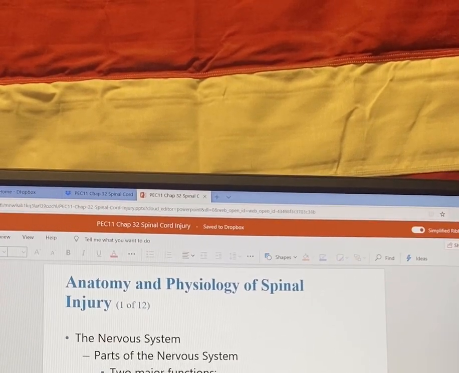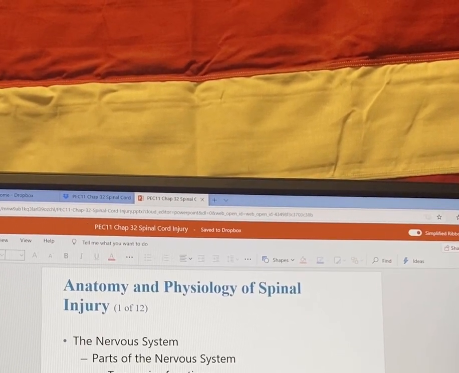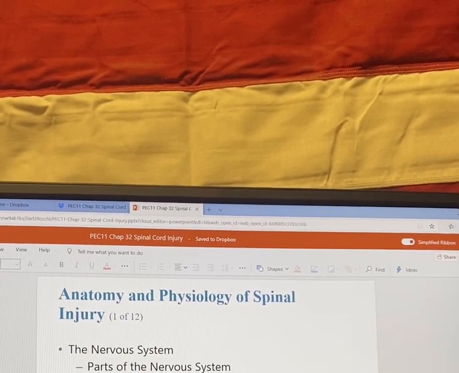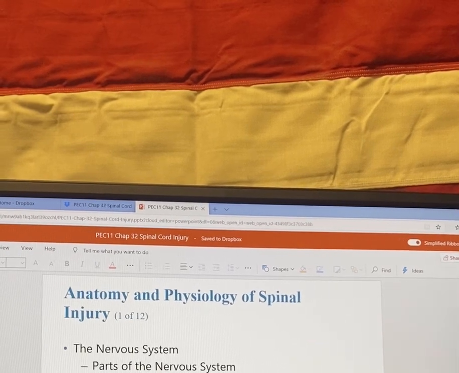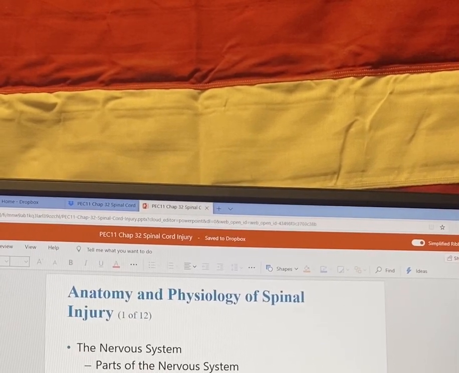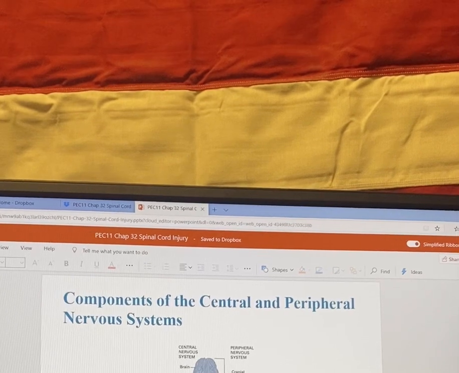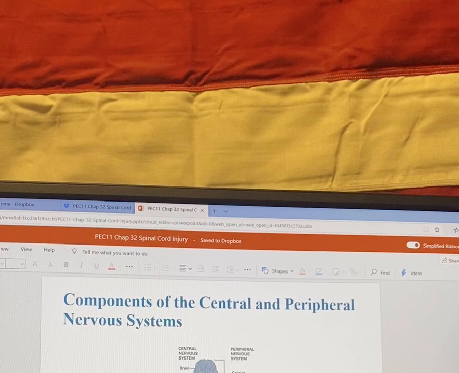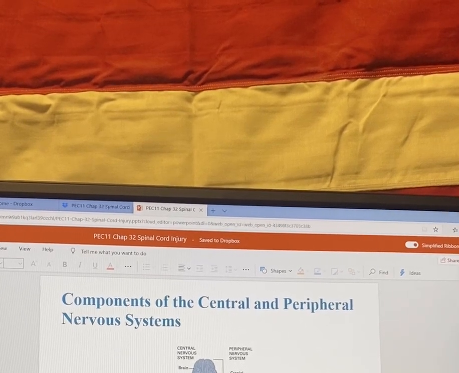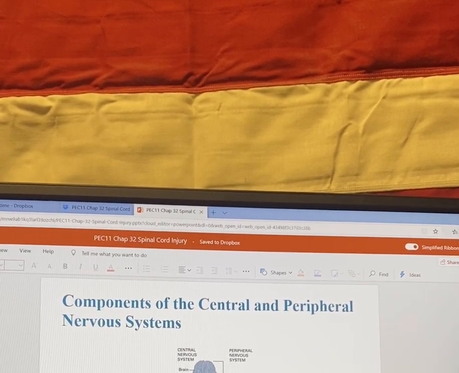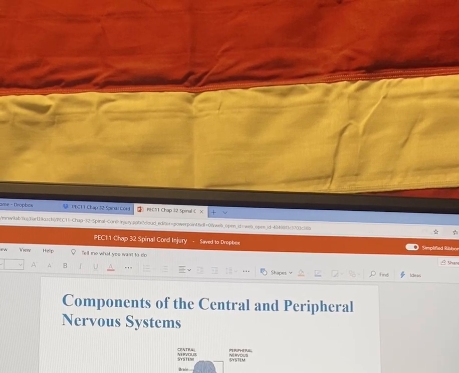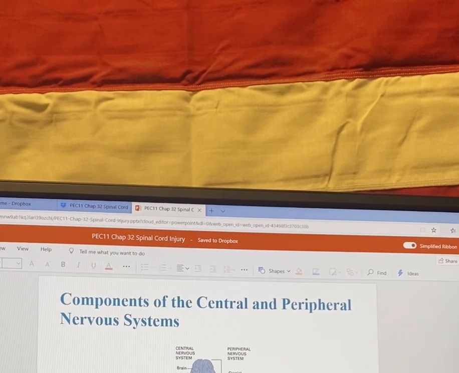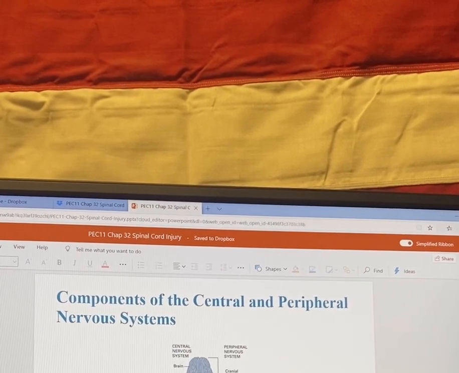You have two parts, all right? You have the autonomic. It has two main functions, communication and control. It enables awareness and reaction to the environment, and it coordinates body responses to changes in the environment. You have the central and the peripheral. The central is going to be your brain and cranial nerves, and the peripheral nervous system is going to be your spinal cord and your spinal nerves.